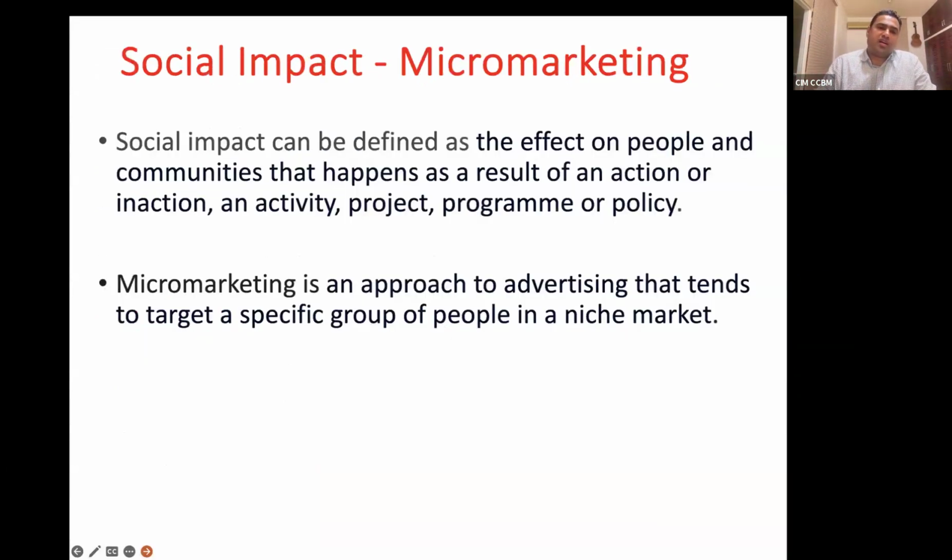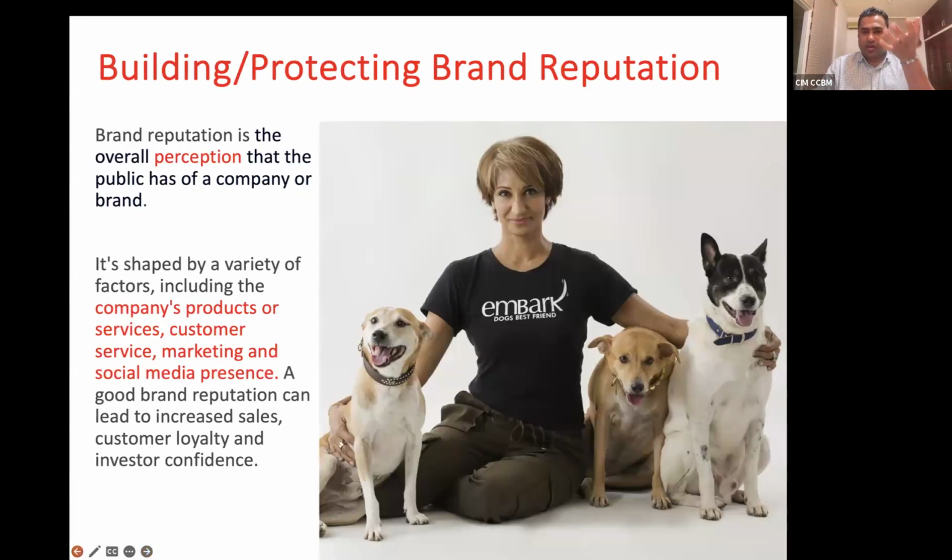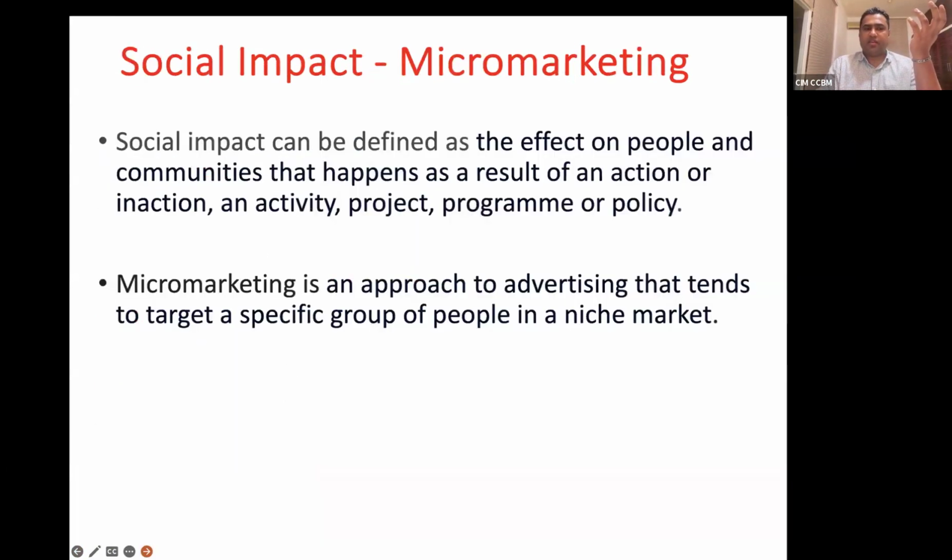So social marketing or social impact can be defined as the effect on people and communities, societies, that happens as a result of an action or inaction of activity. So today you have many social brands. You can see Embark as a social brand, right? Where there's a lot of emotion attached. Rescues and rescuing strays. So you can see how the brand is built over a period of time.